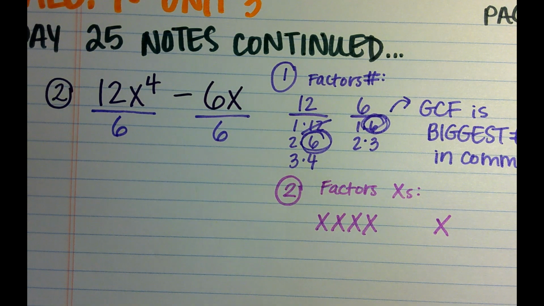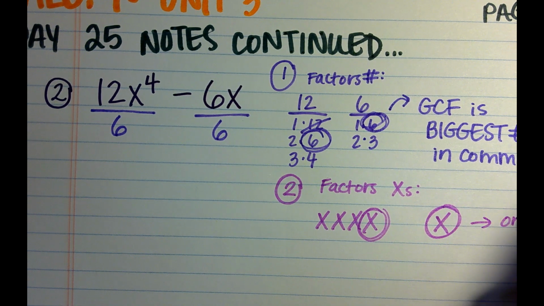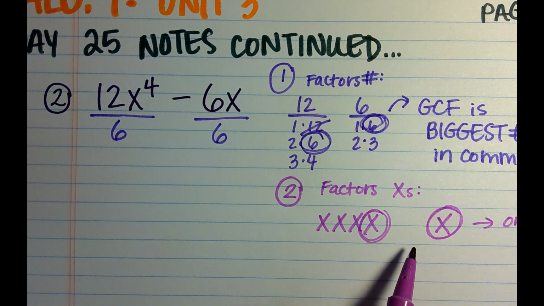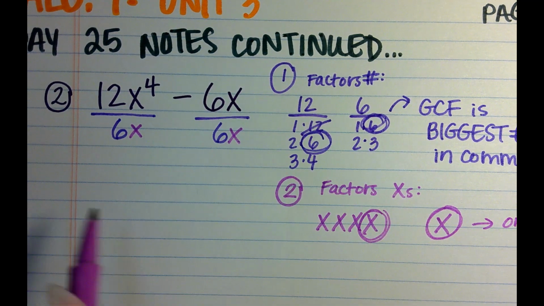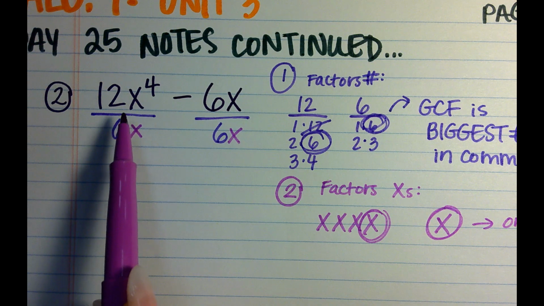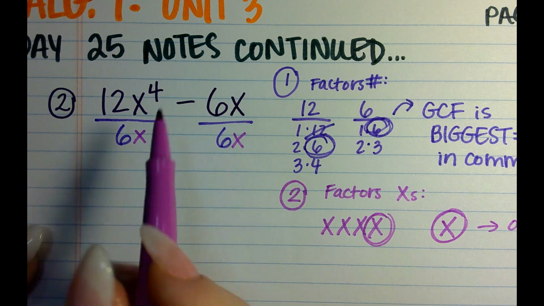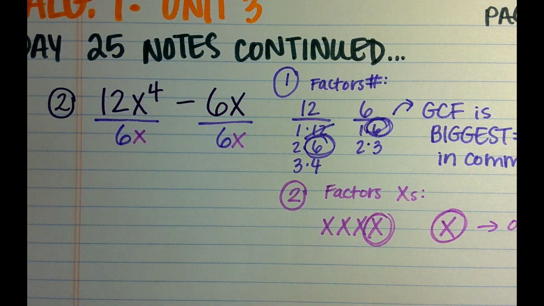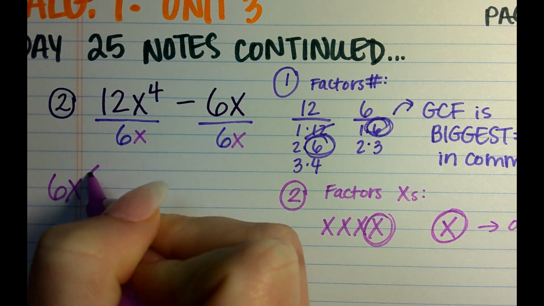So that means I'm going to take this x, and where should I be writing x? Next to my 6. So we've looked at our numbers, we've looked at our variables. Now we have our greatest common factor. It's 6x. That's the biggest we can take out of it. So now let's write our factored form. I found my GCF. Where does that go in my answer? Outside of parentheses. So I'm going to write 6x.